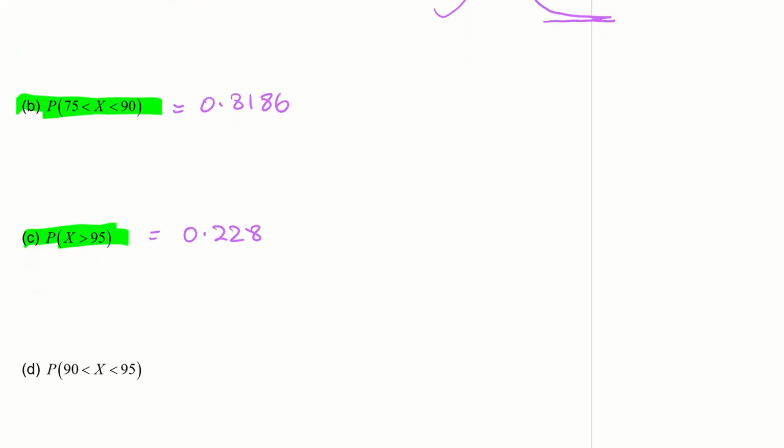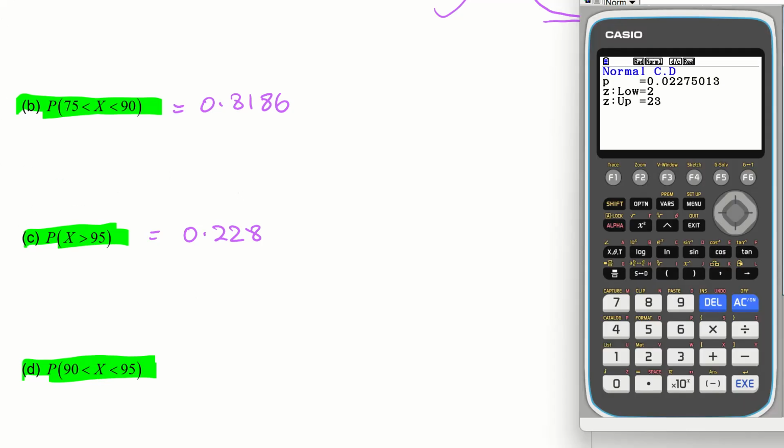And then finally, the probability that x is between 90 and 95. So we execute, we go back to this screen. We're going to make the lower 90. We're going to make the upper, I have to execute there. And then we've got 95, execute again, 0.1359.